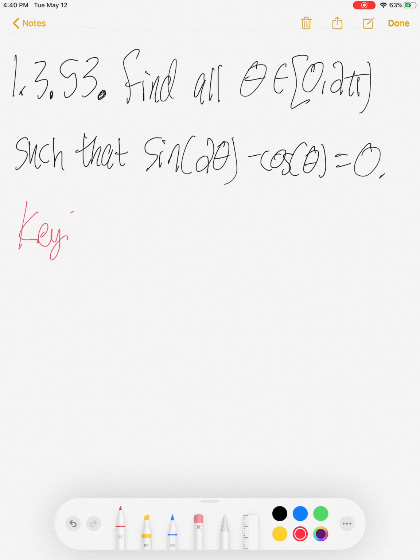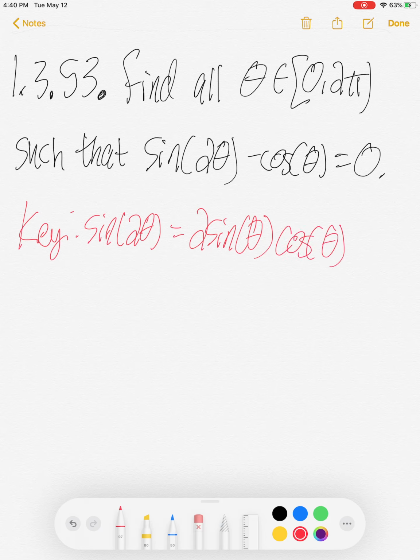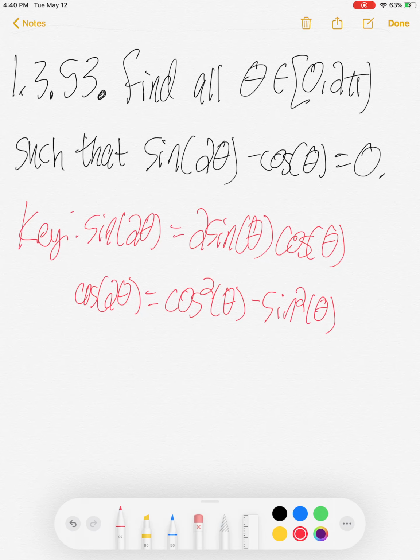And the key here is going to be the formula for sine of 2 theta. So sine of 2 theta is going to be 2 sine theta cosine theta. Okay? So this is the key. There's a similar formula for cosine of 2 theta. In fact, let me write it out because this one actually looks quite different. I shouldn't have said it's similar. Cosine of 2 theta is cosine squared theta minus sine squared theta.